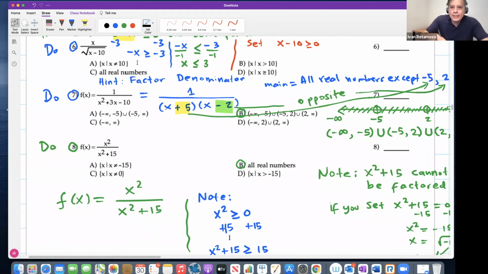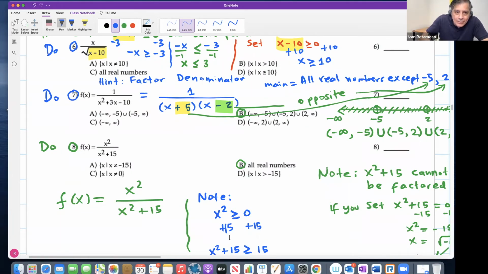Okay, guys, let's go over this together, okay? So we can move on to more forms. When you see a radical, remember, immediately you set the radicand, x minus 10, greater or equal than 0, right? Greater or equal than 0, because that's the only way for radicals to make sense, right? When the radicand is greater or equal than 0. So solving this inequality, I add 10 to both sides, x greater or equal than 10, right? Now, this should be my domain, right? Everything bigger or equal than 10.